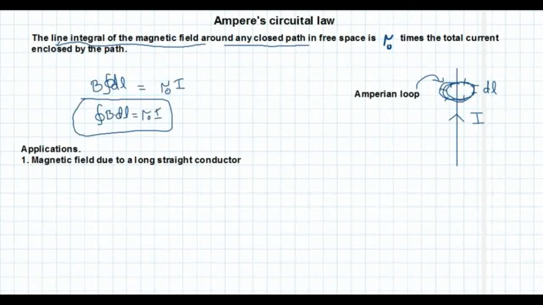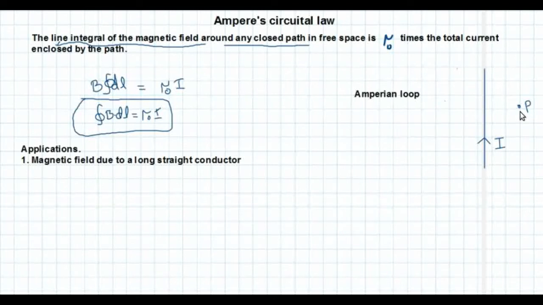First we may imagine a long straight conductor. So this is the long straight conductor which carries a current I. And suppose we want to find the magnetic field at the point P. The first step is to construct an Amperian loop that contains the point P. Very similar to Gaussian surface. In the case of Gauss theorem, we construct a Gaussian surface that contains the point P. Similarly here we construct an Amperian loop that contains the point P.